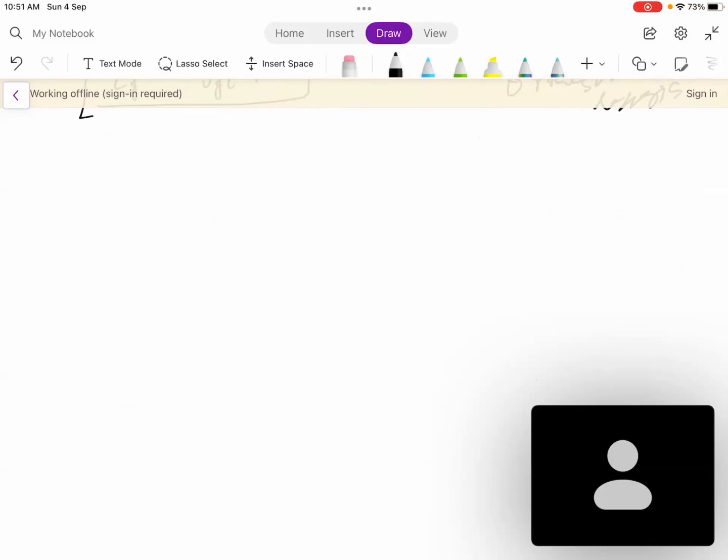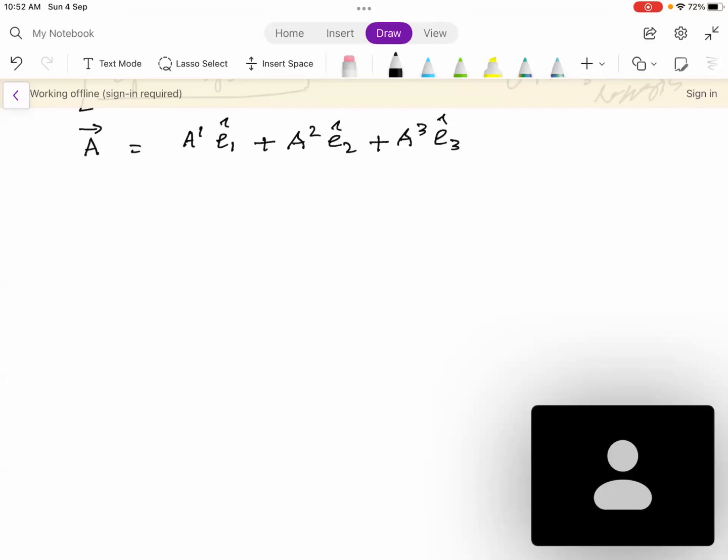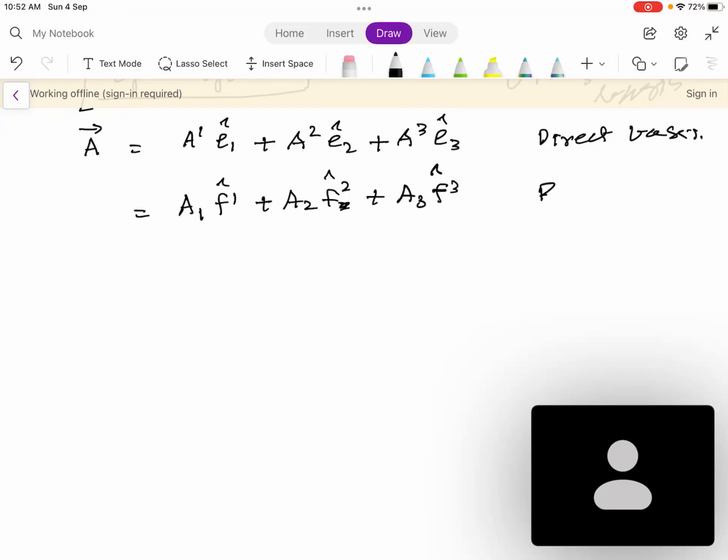Now let us ask the following question. Suppose I have a vector A, which is given by A1 E1 plus A2 E2 plus A3 E3, and this is in the direct basis. I could have also expressed this A in the reciprocal basis. That is A1 F1 cap plus A2 F2 cap plus A3 F3 cap. This is in the reciprocal basis.